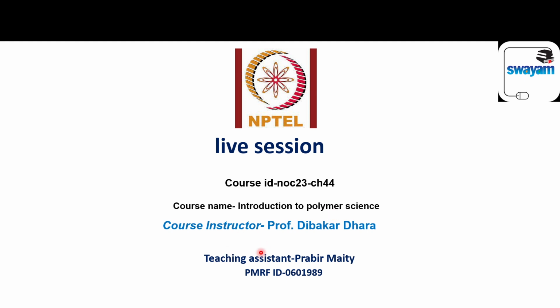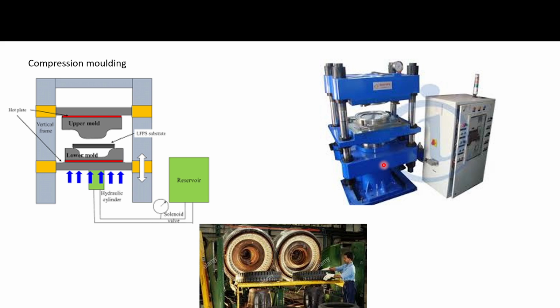In earlier classes we talked about the polymer, how we can synthesize the polymer, and then we differentiated the different types of polymers. Today's class is mainly about what happens after synthesis of the polymer: how we can make the final product from the polymer. There are various processes for making the final product, which we use in our day-to-day life.